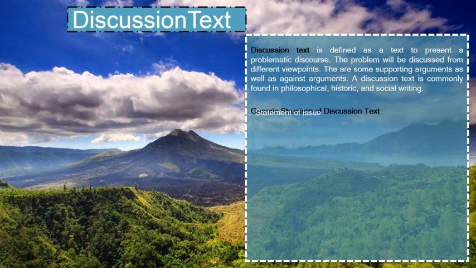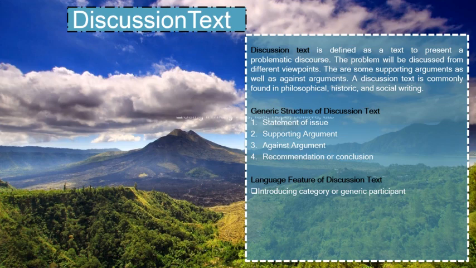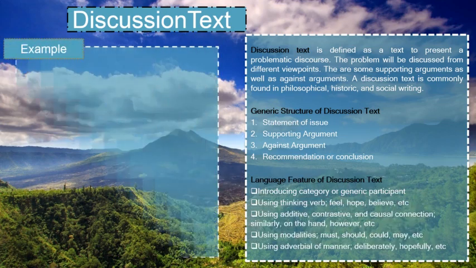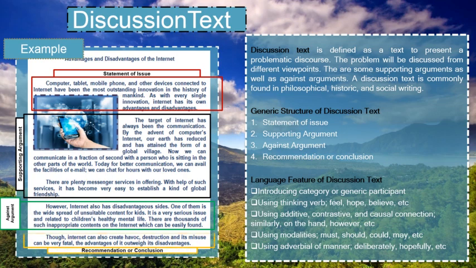Discussion text is defined as a text to present a problematic discourse. The problem will be discussed from different viewpoints. There are some supporting arguments as well as against arguments. A discussion text is commonly found in philosophical, historic, and social writing. The purpose of discussion text is given relating to the definition.